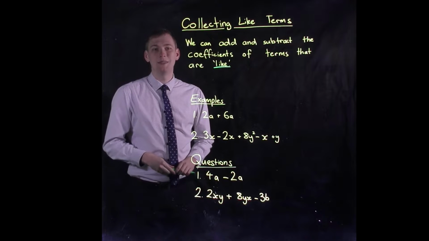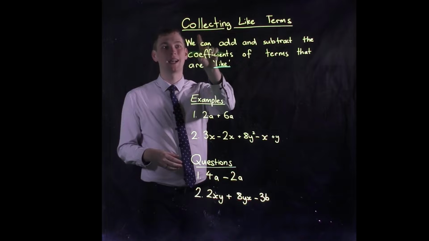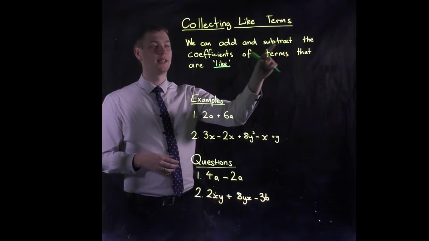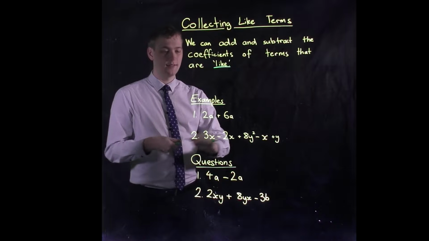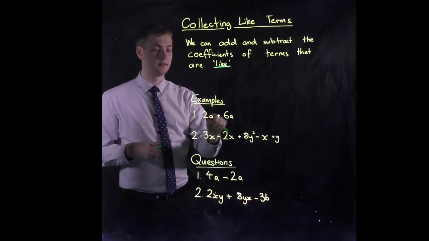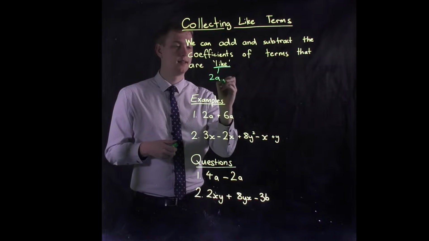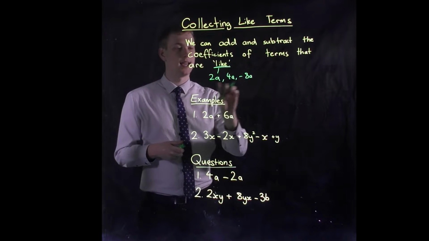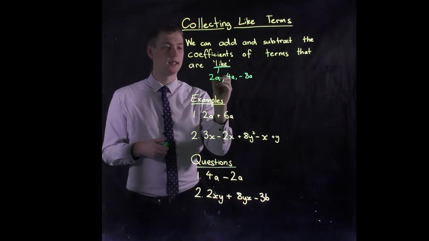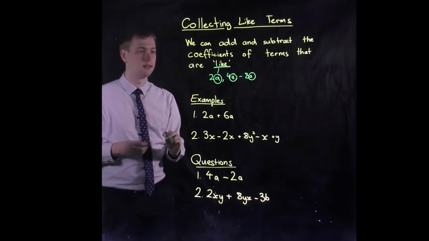Hello, welcome to this lesson where we're going to look at how we collect like terms. Now when we talk about collecting like terms, we really just mean that we can add and subtract them. Now terms are like if they have the same algebraic terms at the end. So something like 2a, 4a, anything ending with just an a. Now we don't worry about the coefficient here, we just care about the algebraic term at the end.